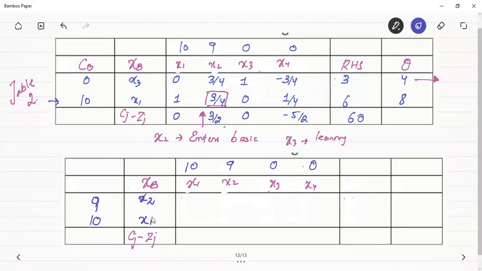Therefore I will start by writing the elements of this x1 row, and they will be given by simply the division of the corresponding elements by the pivot element. तो बताइए यहाँ पे क्या आना चाहिए? क्या आना चाहिए यहाँ पे?